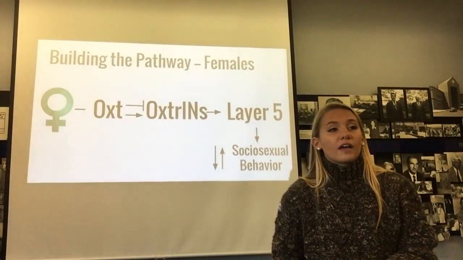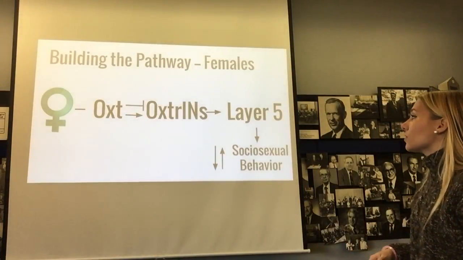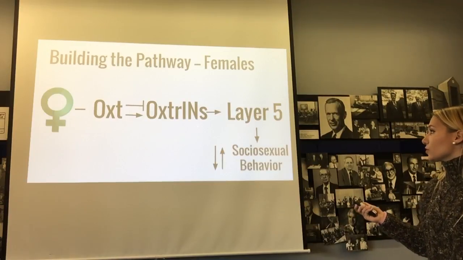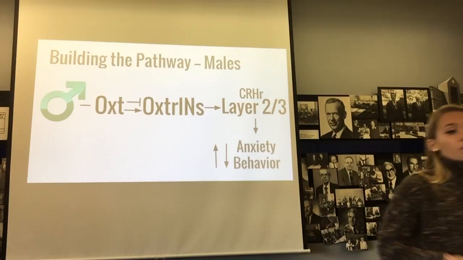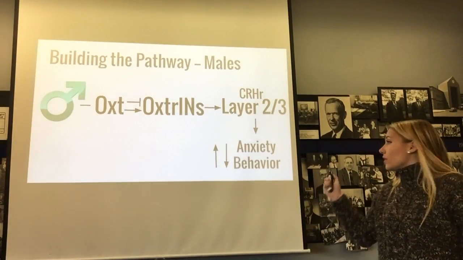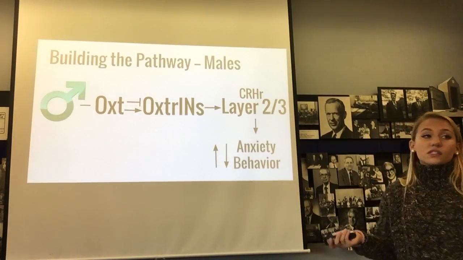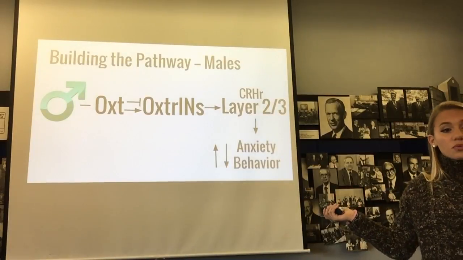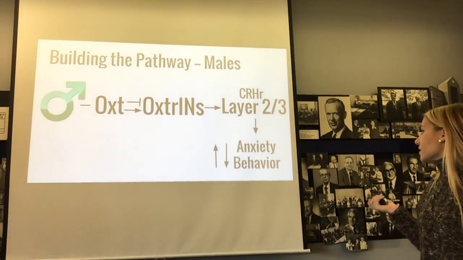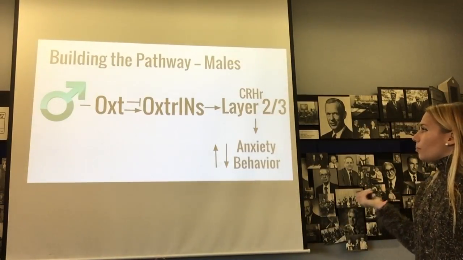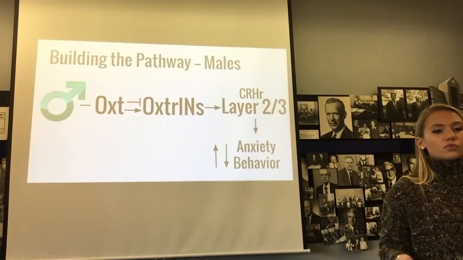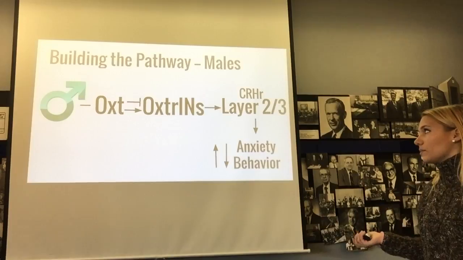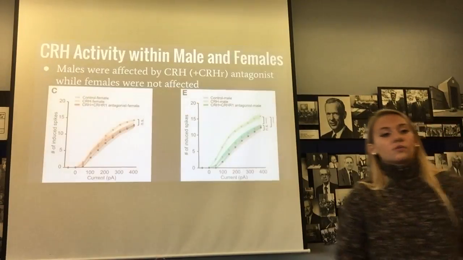So the female pathway stays the same. We still know that the oxytocin receptor interneurons change sociosexual behavior. But in males, we now know, as I said earlier, that the CRH receptor is in the 2-3 layer, which then causes anxiety behavior. But how does the activation of oxytocin receptor interneurons affect this anxiety behavior? So they still have more work to do.